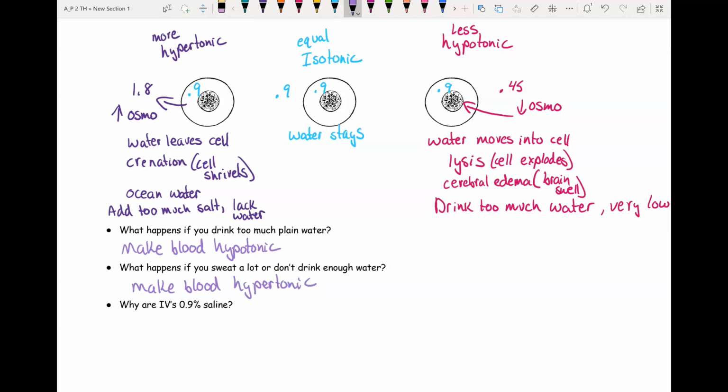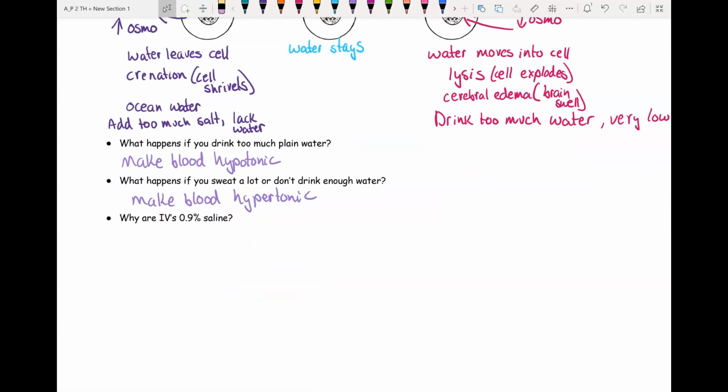And IVs are 0.9% saline. Sometimes they're 5% dextrose. That's the other option, because that is what is isotonic. And this way your cells neither gain nor lose water, so they stay alive. Remember, if they gain water, they'll explode. If they lose water, they crenate.